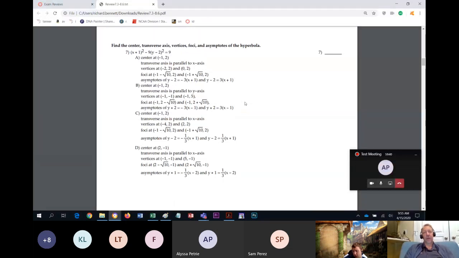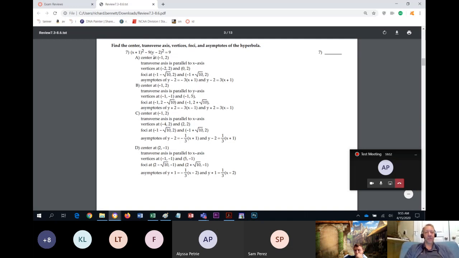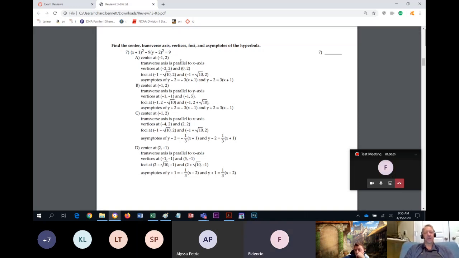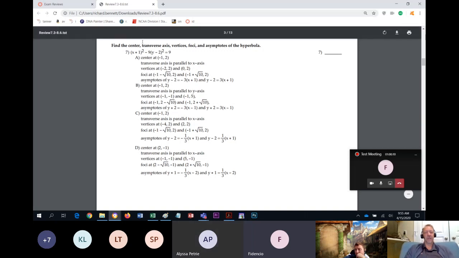We are out of time, but do you guys feel confident with your hyperbolas and parabolas and ellipses? What is this? What's that? I was going to ask you what that was, but you should know that's a hyperbola. Why do we know that's a hyperbola? Because of the minus sign. Because of that minus sign in between, right there. Okay.